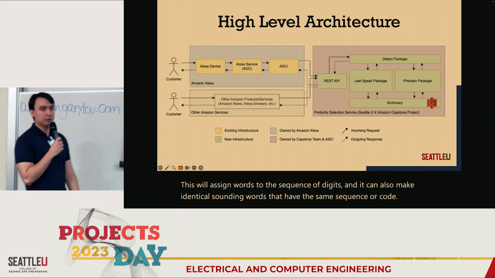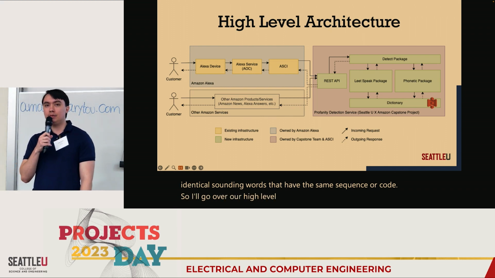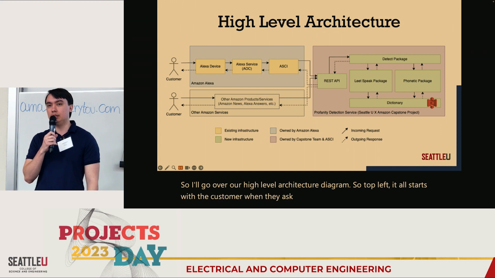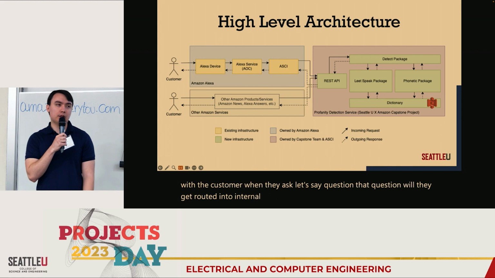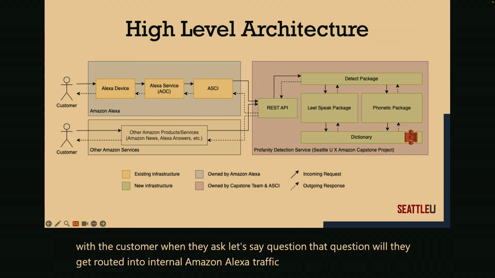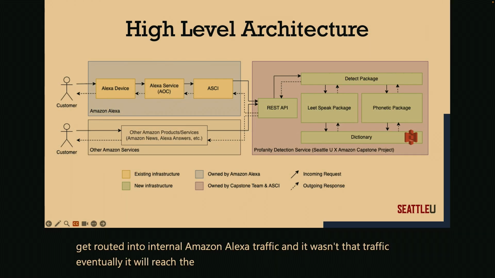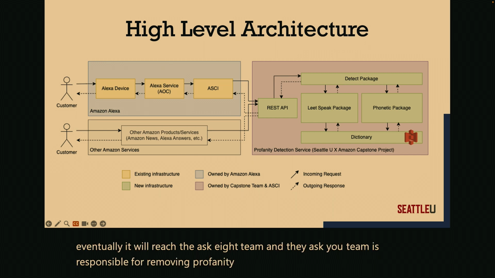Okay, so I'll go over our high-level architecture diagram. At the top left, it all starts with the customer, and when they ask Alexa a question, that question will then get routed into internal Amazon Alexa traffic. Within that traffic, eventually it'll reach the ASCII team, and the ASCII team is responsible for removing profanity. Then they will contact our API, which is on the right side.